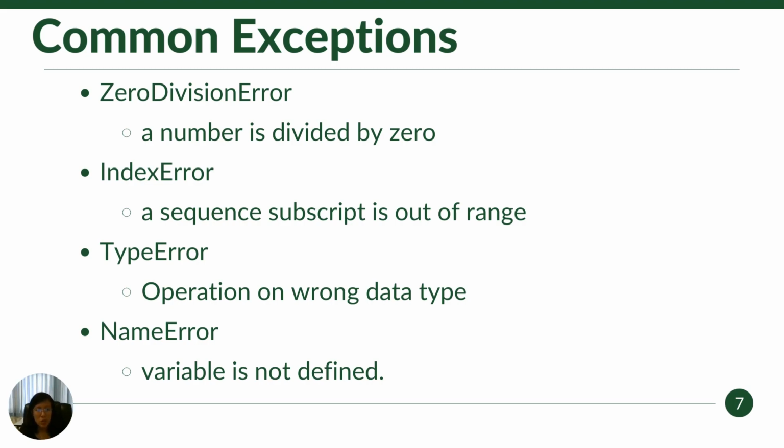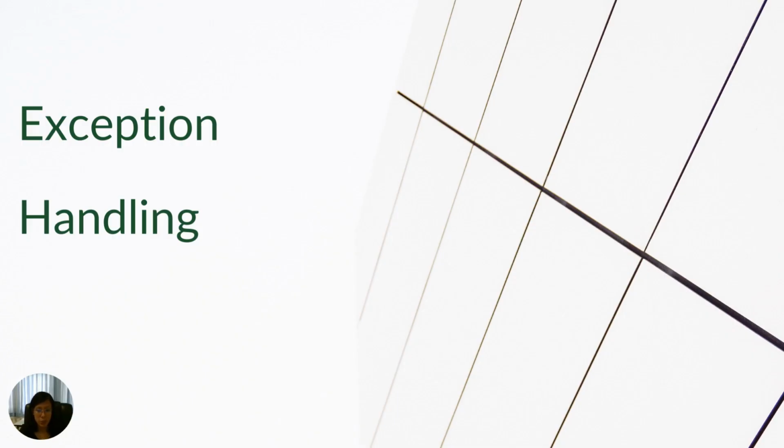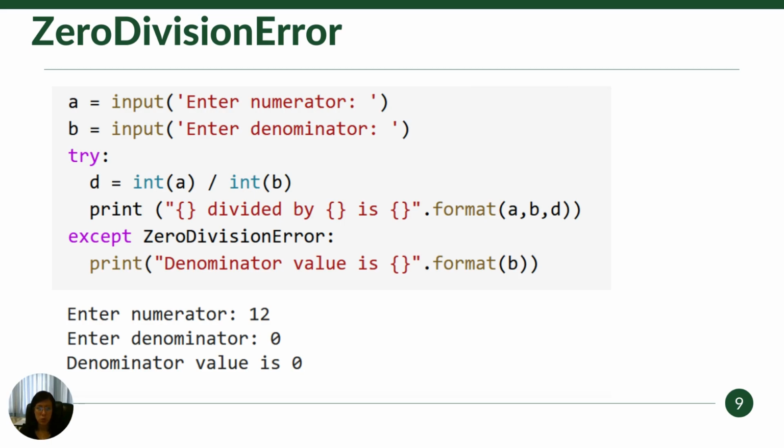Now what we are going to do is give an exception handler to our program. How to handle the exception? Let's start with zero division error. For exception handling, it is very easy. There are two keywords that you have to use. The first keyword is try. As the name tells you, we ask the program to try these two lines, calculating the value of D and printing it out.